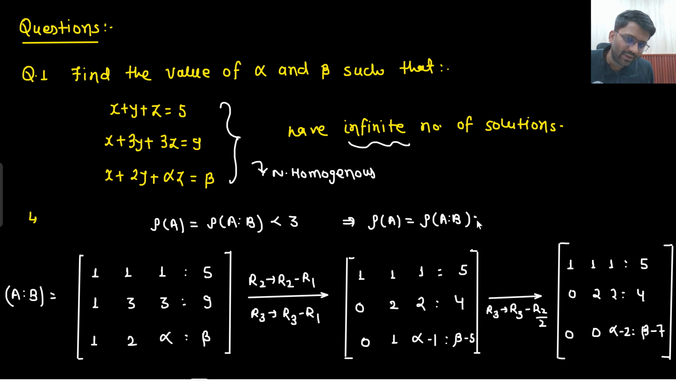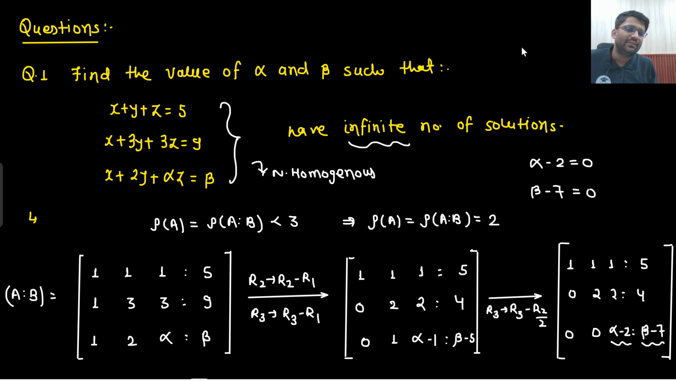Now you know that rank will be at least 2, because these two are non-zero rows. So if it is at least 2 and you want it to be less than 3, then what will be the number? The number will be 2 only. So you want both of the ranks to be 2. That means this should be equated to 0 and this should be equated to 0. That means alpha minus 2 should be equated to 0 and beta minus 7 should be equated to 0.